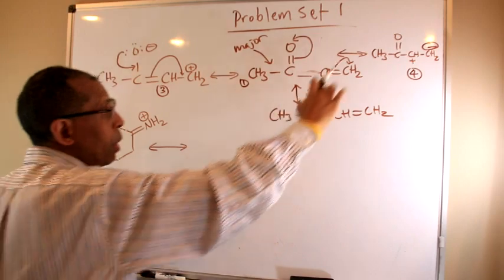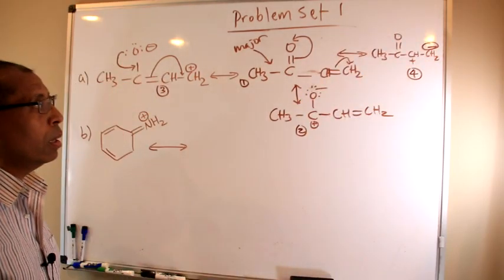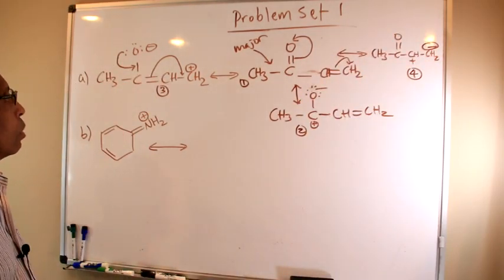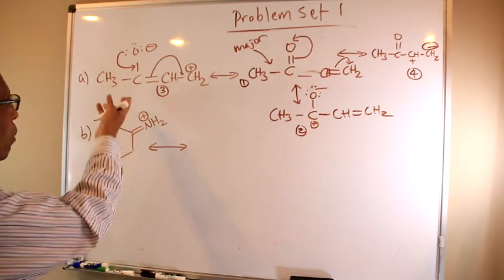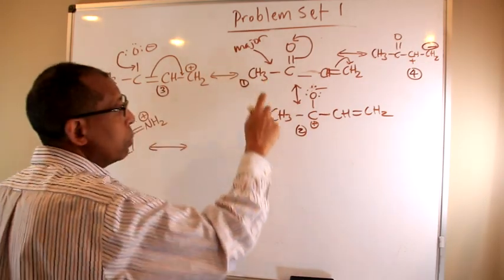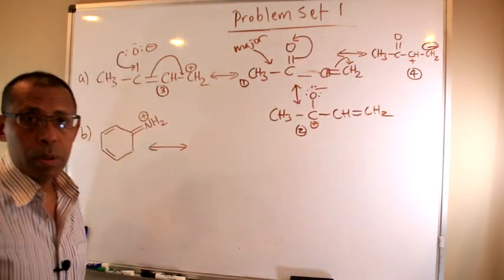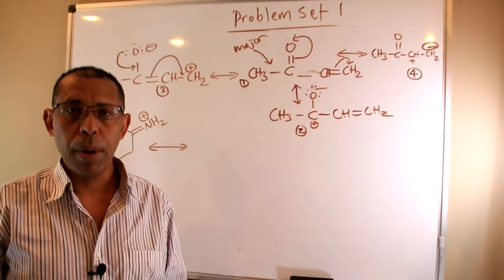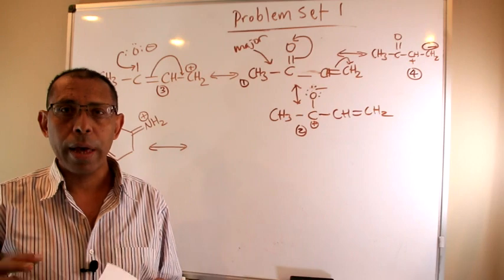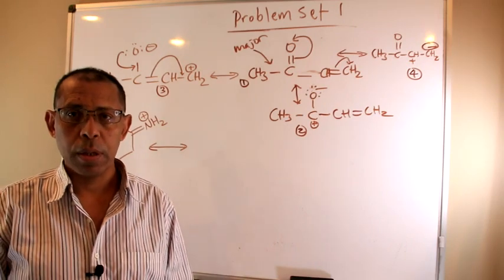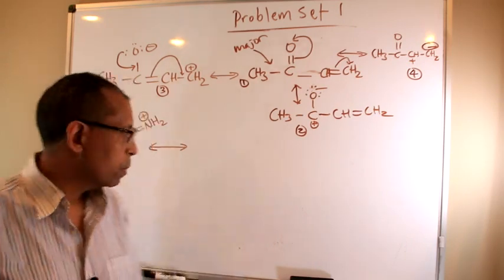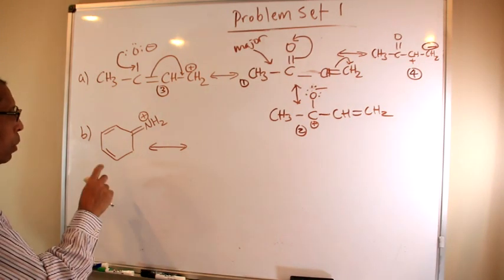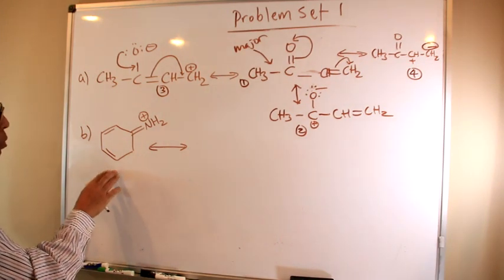But all of them are resonance structures. No atom is moved. So how many resonance structures did we draw for this? 1, 2, 3, 4 resonance structures. So whenever you are asked to draw resonance structures, make sure that you are drawing exhaustively all of the resonance that are possible. Let me do a resonance for structure B.